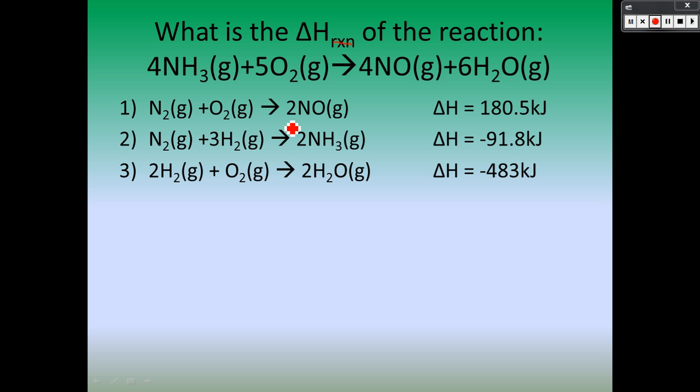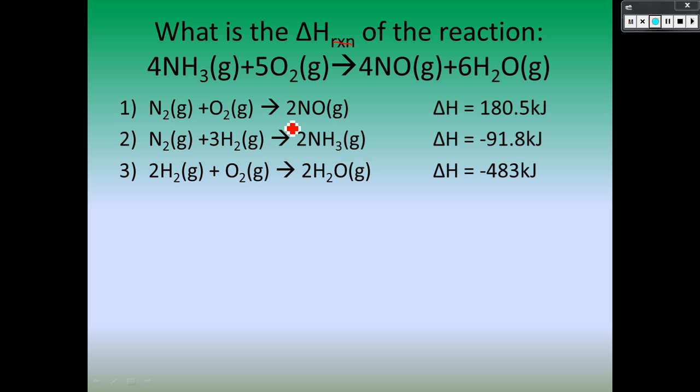4NH3 gas plus 5O2 gas yields 4NO gas plus 6H2O gas. And so this is the same reaction we've been doing, but now we have 3 equations that we can use to put this together.